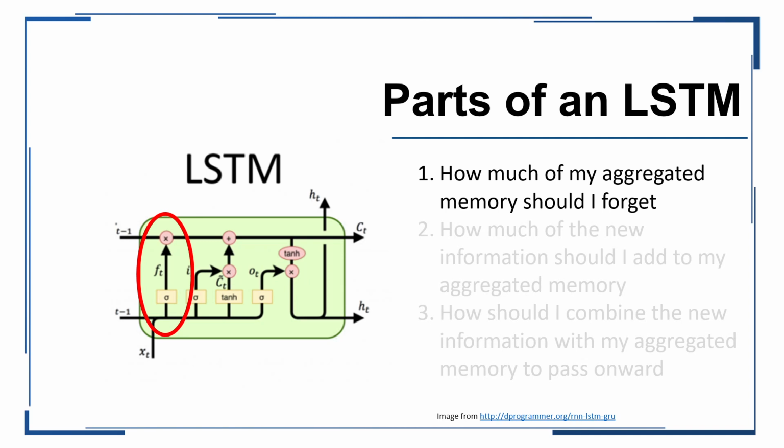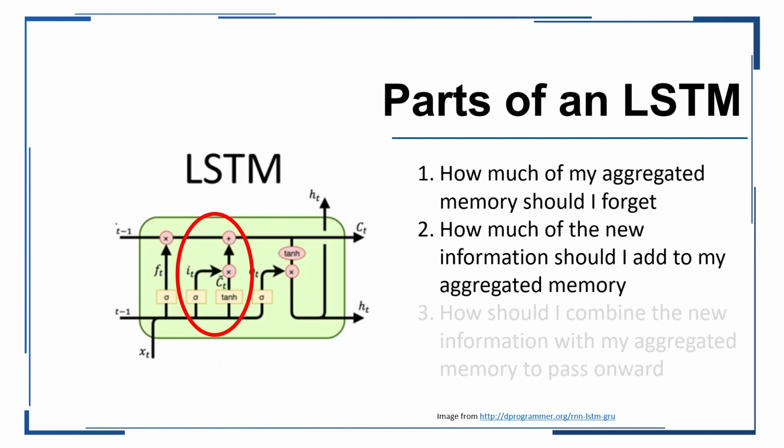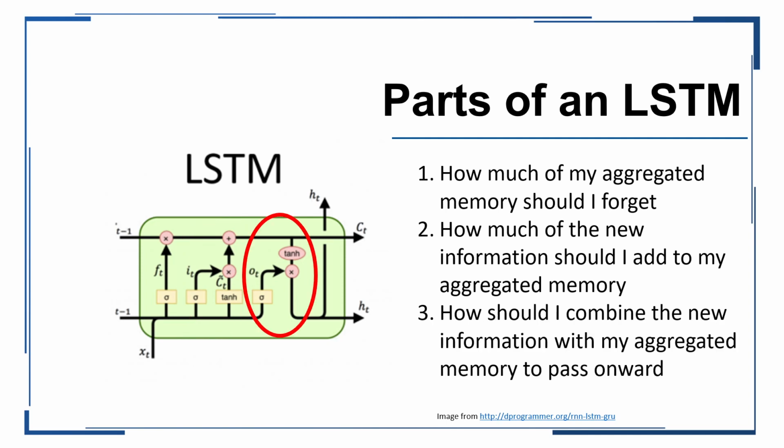Essentially, this can be simplified to say that the LSTM first determines how much of its own memory it should forget when it's being approached within the model. It then determines how much of the new information from the current time step it should add to its aggregated memory. And then it determines how to combine the new information with the aggregated memory to form an output that is then propagated to the next layer.